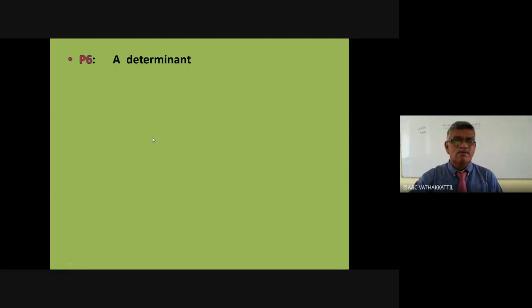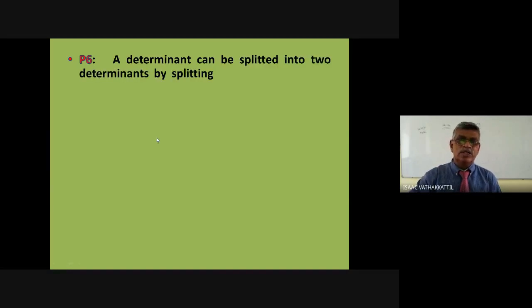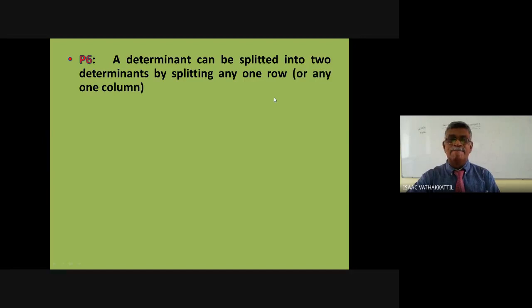Property 6. Very modern. A determinant can be split into two determinants. See, if you want to split a matrix, I have to split all the elements, because when I add two matrices, I have to add all the corresponding elements. But in a determinant, we can split by splitting any one row or any one column. Don't go away, I will explain later. A determinant can be split into two determinants by splitting any one row or any one column.